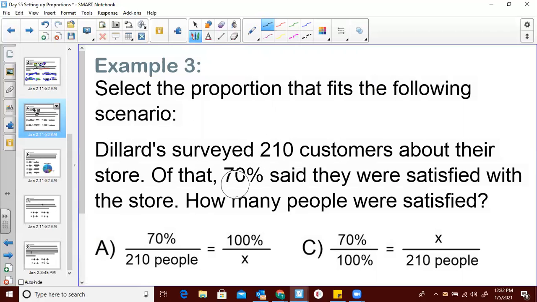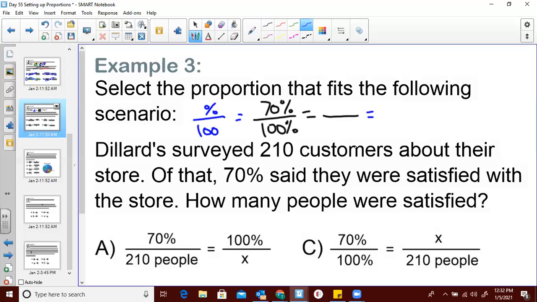All right, so with that said, Dillard surveyed 210 customers about their store. Of that, 70% said that they were satisfied with the store. How many people were satisfied? All right, so let's talk about this. Easy part is getting your percent right. 70% over 100%. Now we have our other fraction. So again, I just want to point this out: you have percent over 100.